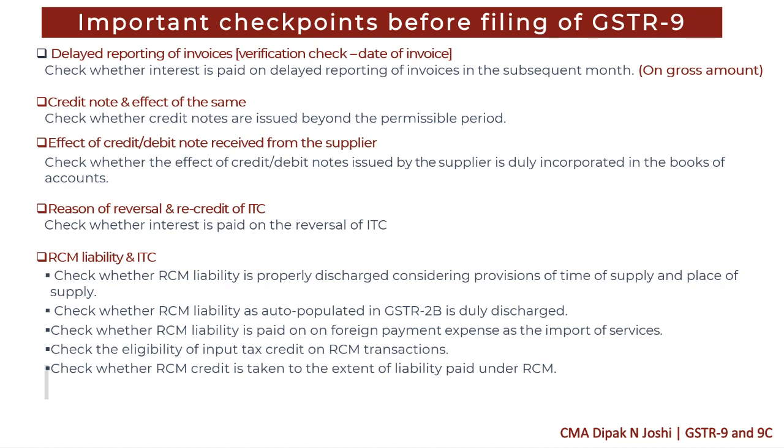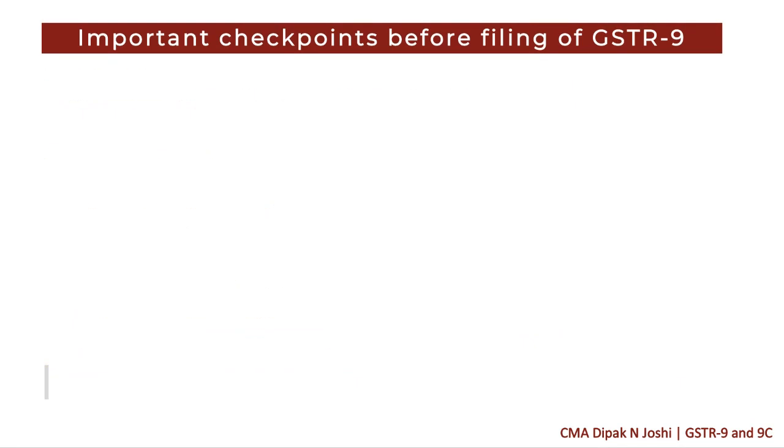We should also see whether tax paid under reverse charge mechanism and credit taken in GSTR 3B under RCM are matching. So one should not take excess credit than the liability he has paid. Whether RCM credit is taken to the extent of liability paid under reverse charge mechanism is also one of the important aspects which one should ensure before filing GSTR 9. So these are all the exceptional items.